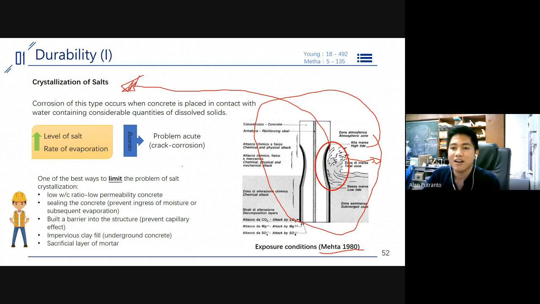Okay, and then what is the best way to prevent or limit the problem of salt crystallization? Maybe how to reduce that impact? We can use, as I wrote here, a low water ratio, which gives low permeability concrete. And then we can try sealing the concrete. We can add another layer of concrete, and we can build a barrier into the structure. And we can try to use clay fill. This is for underground concrete, not for coastal structures. Or we can make a sacrificial layer of moisture, like I said before. We can add another layer to take the crystallization of salt.